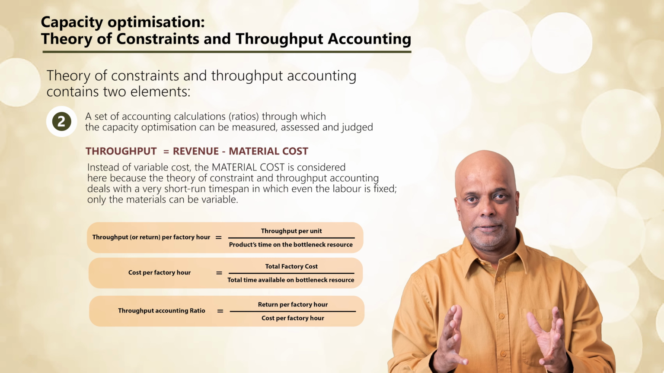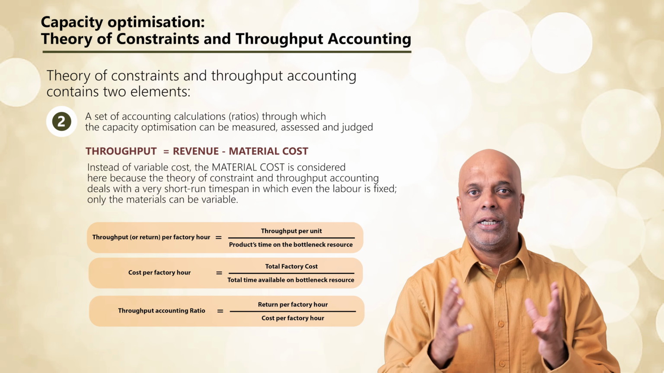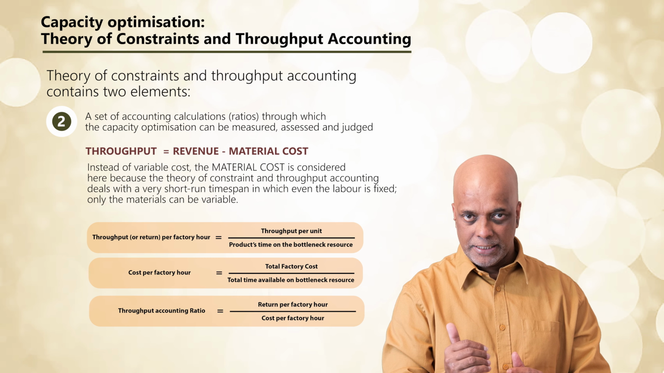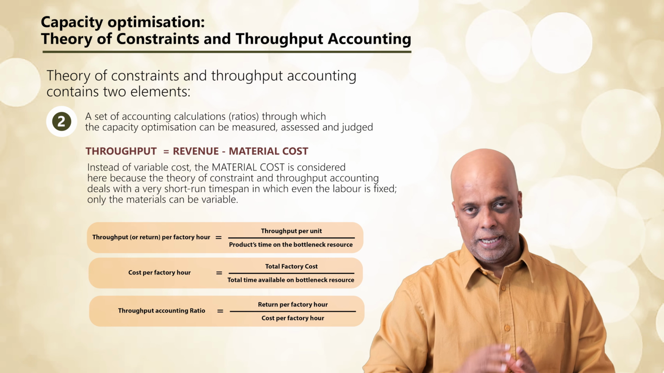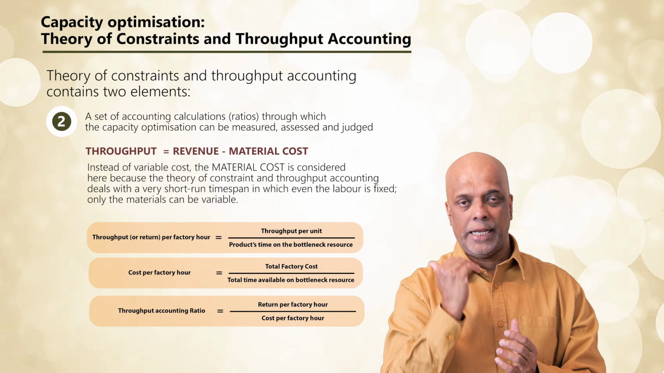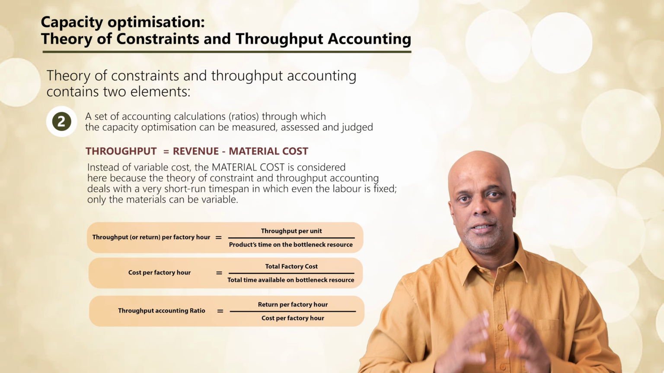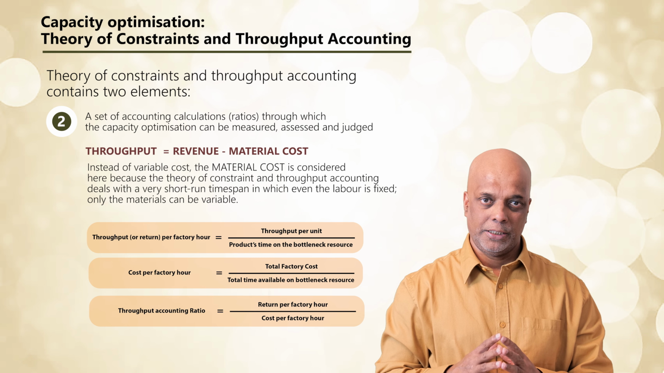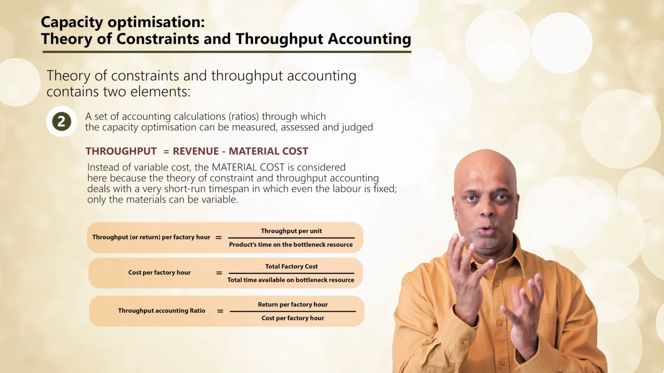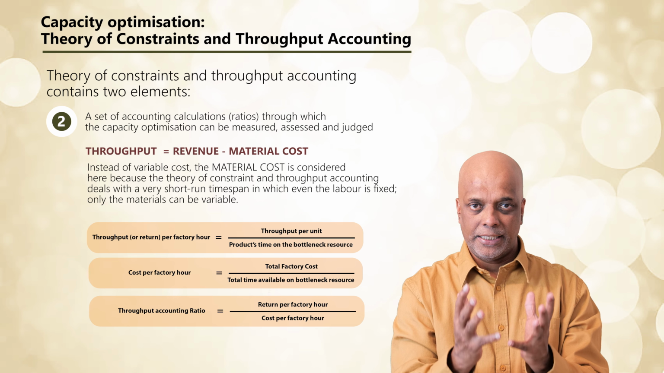So in a broader sense, theory of constraint and throughput accounting is, in a way, a glorification of limiting factor analysis and a simplification of linear programming. And throughput accounting includes 2 key elements: a particular managerial cycle through which capacity can be optimized, and then a set of accounting ratios through which the capacity optimization can be calculated, assessed, and judged.